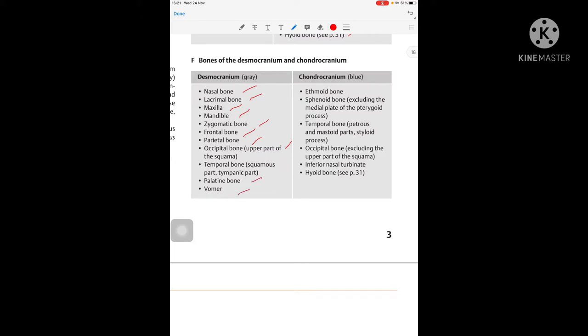palatine bone and vomer. If we talk about the endocranium, it's the ethmoid bone and sphenoid bone, excluding the medial plate of the pterygoid process. Temporal bone petrous and mastoid part, styloid process, occipital bone excluding the upper part of the squama, inferior nasal turbinate and hyoid bone.